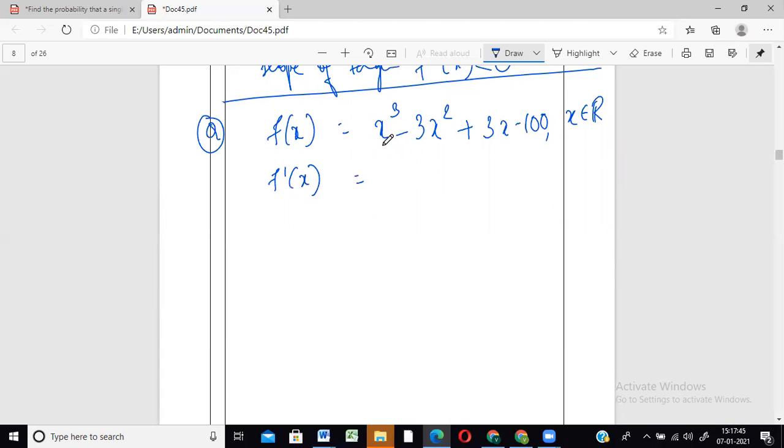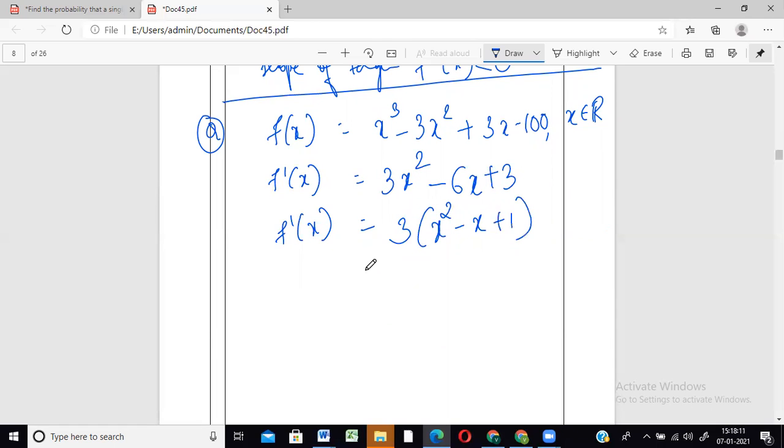A few minutes back. Slope and derivative is nothing but this. This is x cube, correct? X cube's derivative will be 3x square, minus 3x square will be minus 6x, plus 3. 100's derivative is equal to 0, so that will be as it is. So f dash of x, if you want to, we can take out the 3 common throughout. What remains? x square minus x plus 1.